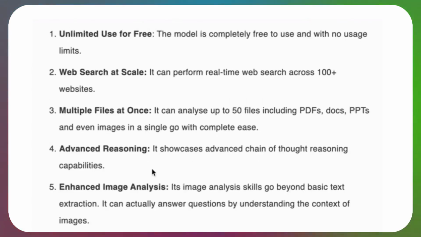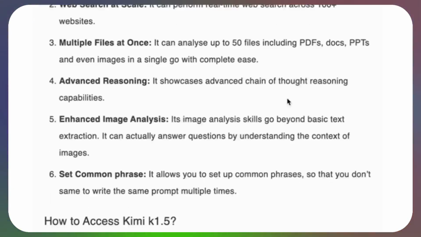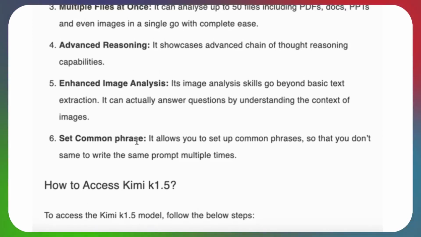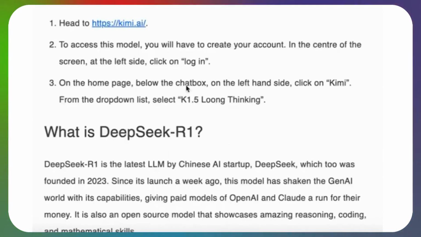It has advanced reasoning capabilities and uses chain of thought reasoning. And it has an enhanced image analysis feature. We'll see how it's capable of really analyzing complex images. And you have a feature called Set the Common Phrase, which I'll show you how to use as well. And you can access this model at kimi.ai, and I'll leave you the link to this in the description below.